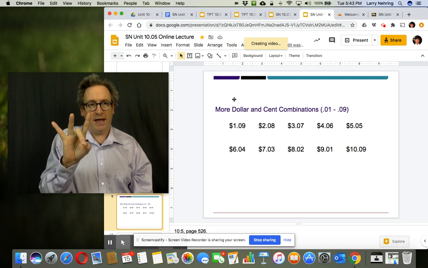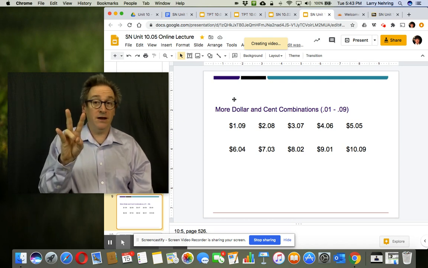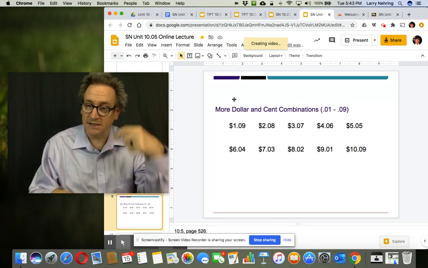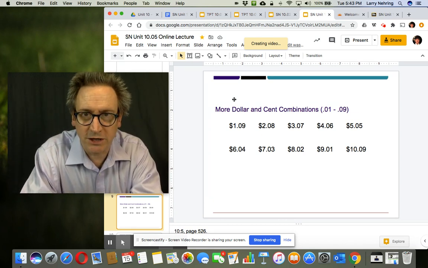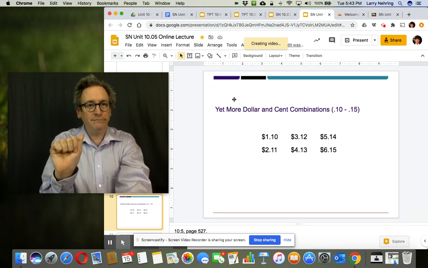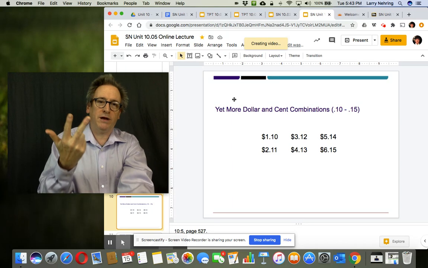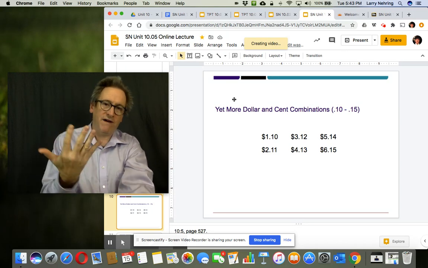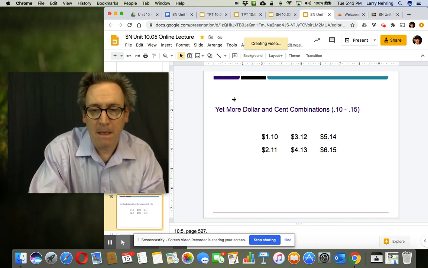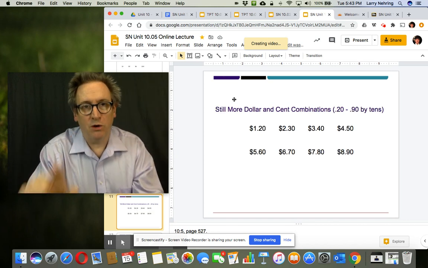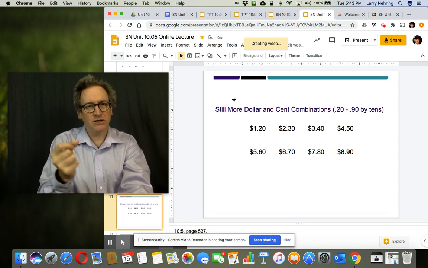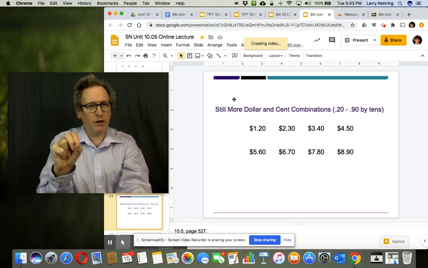So $2.08, $3.07. And notice they're giving you, as the dollar gets higher, the cents gets lower. So trying to give you as much variation as possible. The 10 to 15 range, $1.10, $3.12, $5.14, $2.11. Okay. So $1.20, $2.30. It's interesting. 20 I tend to do a couple times. 30 once is enough.